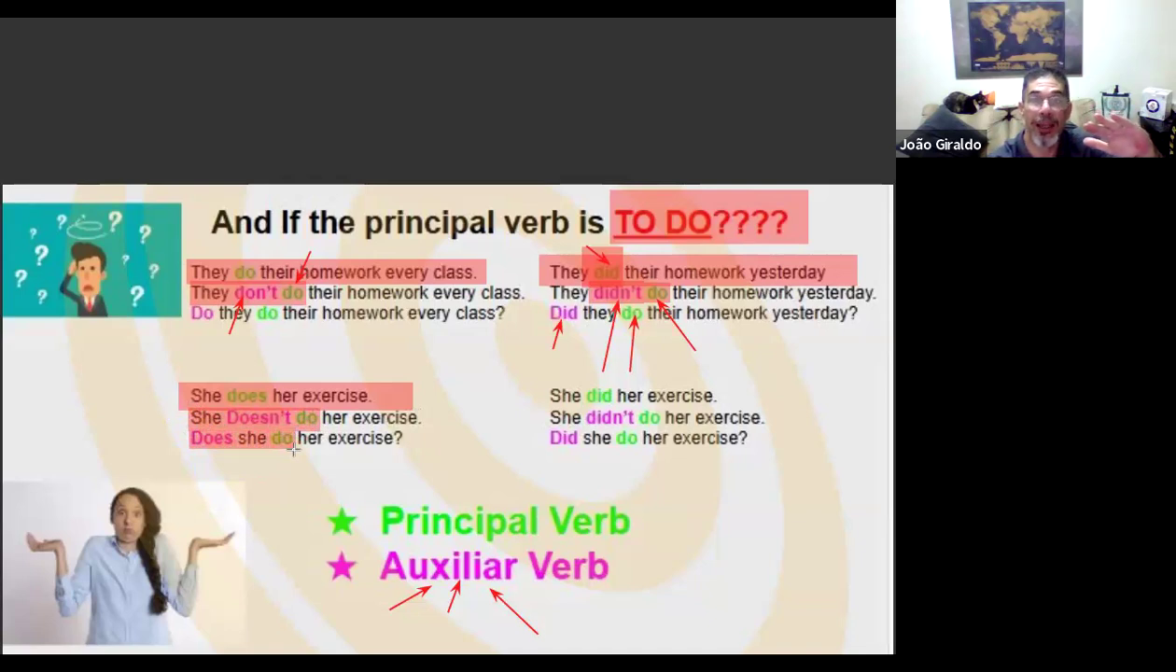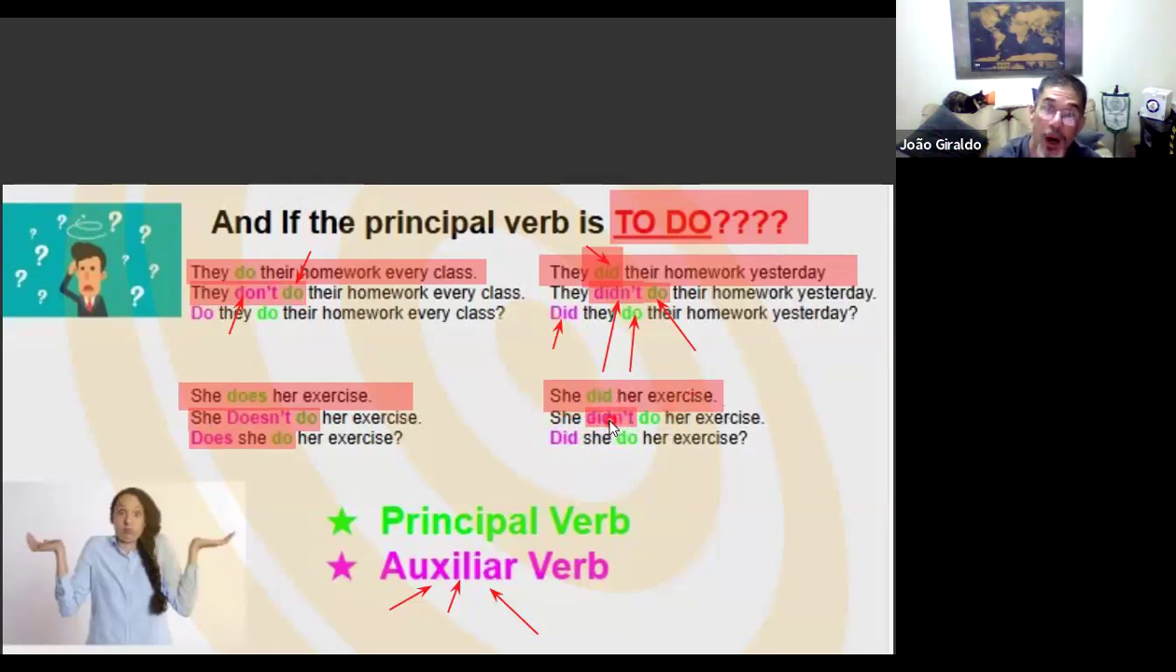Equal situation in the simple past. So we have here: she did her exercise, the action, the verb to do in the past, did. To make my negative sentence of the past, I obligatorily need to use the auxiliary verb of the past. She didn't, and my principal verb returns to infinitive, to the base form. So here we got: she didn't do her exercise.